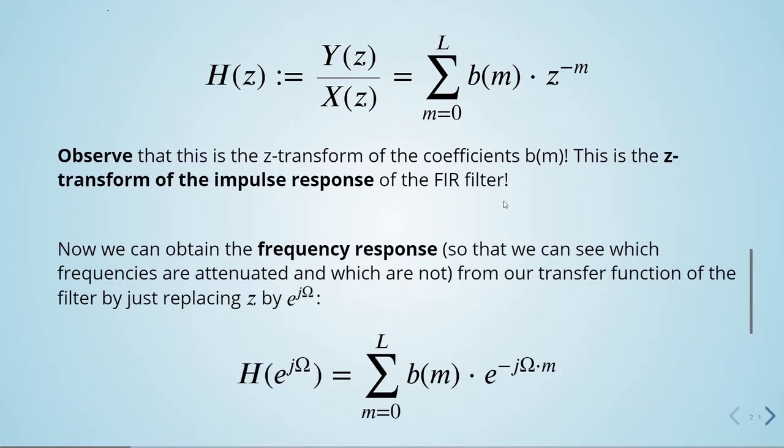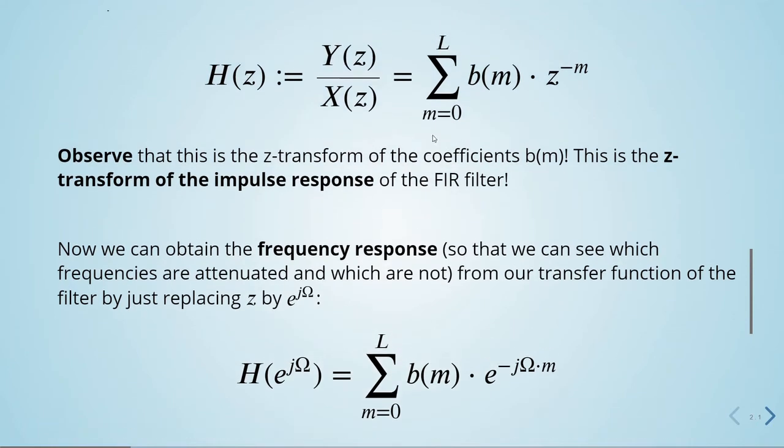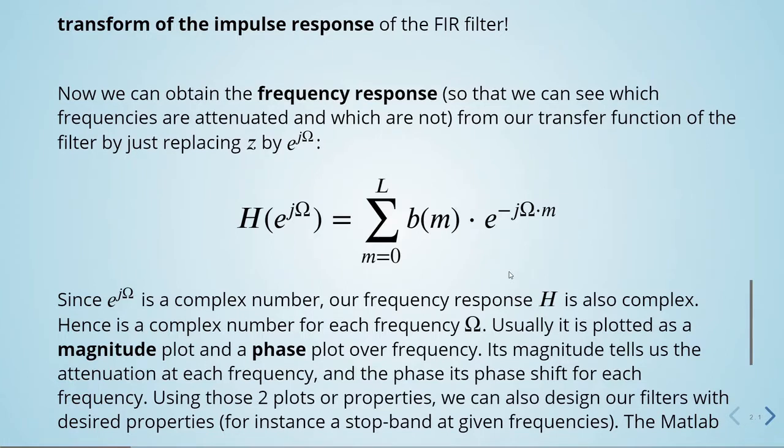Now we can obtain the frequency response, so that we can see which frequencies are attenuated and which are not, from our transfer function of the filter if we replace z by e to the power of j omega. So we have our transfer function in the z domain, and we want a frequency response. We replace z by e to the power of j omega, and we get this sum. And since e to the power of j omega is a complex number, our frequency response is also complex.